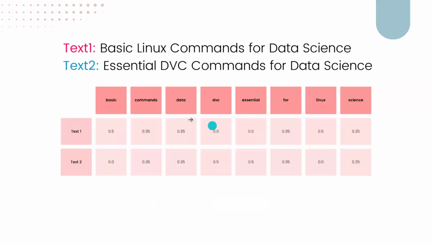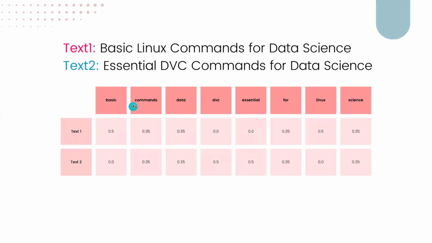So let's see an example here. "Basic commands data DVC essential for Linux and science." This is the vocabulary for these two texts. Basically, "basic commands for Linux" and "essential DVC commands for data science." If we use these two sentences in the bag of words method, it is going to give the same importance to each of the words.